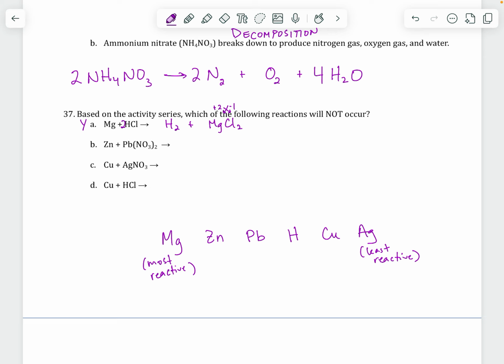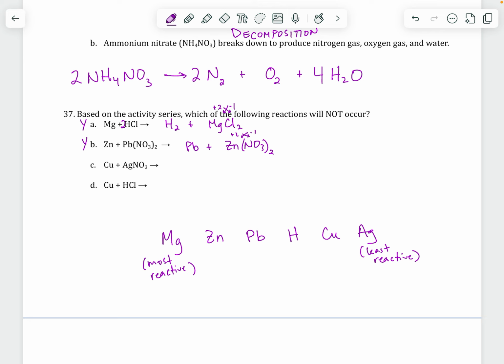Zinc is more reactive than lead. We can see that. Therefore, this does happen. Lead ends up by itself. Zinc is a positive 2 ion charge always. Nitrate's a -1. I do need 2 nitrate groups again because zinc has the same charge as the lead that it was with already, which means that this is already balanced. So that happened, and we showed how it happened.